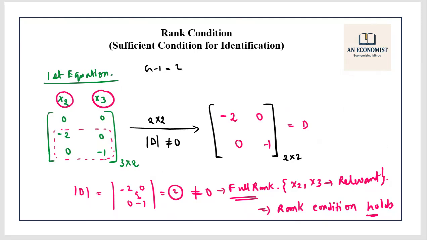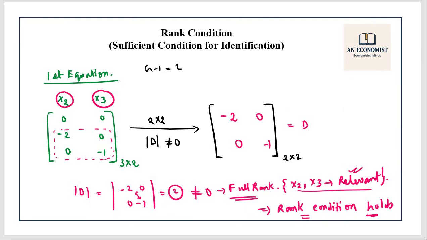A matrix of order G minus 1 which will have full rank. For a 2 cross 2 matrix, if you find the determinant and it is not equal to 0, then you will say the matrix is of full rank. And then you can safely say that yes, x2 and x3 are not only necessary, but also sufficient because they are also relevant. So we should incorporate them into our model, and hence the rank condition holds.